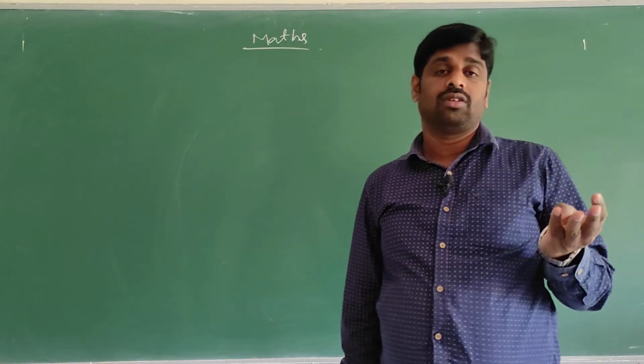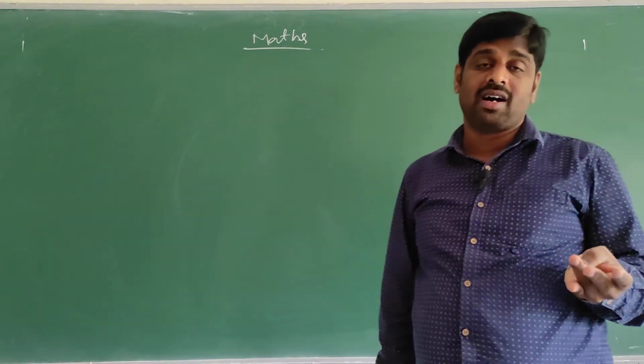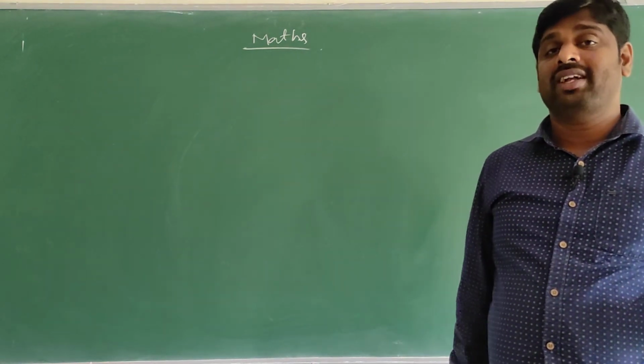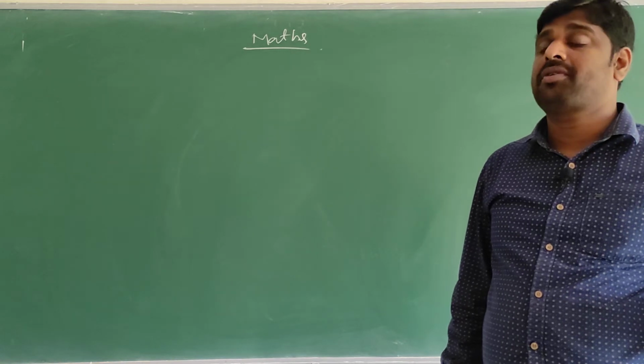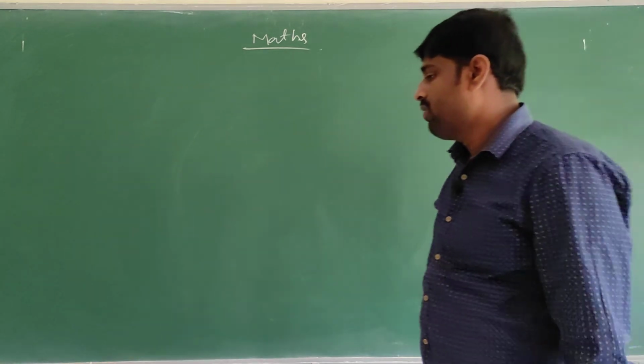Sets chapter carries 8 marks, relations and functions carries 11 marks, trigonometry chapter carries 17 marks. PMI chapter carries 5 marks. In this chapter, only the 5-mark question is very important.